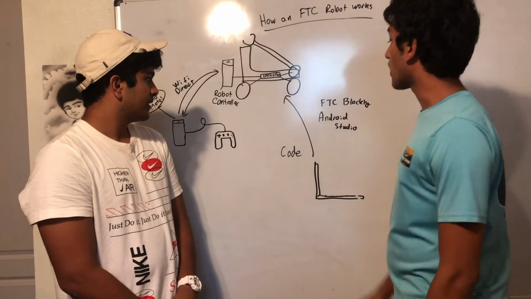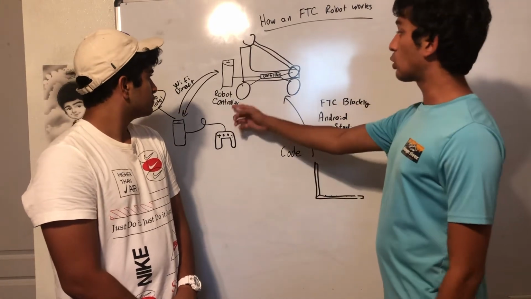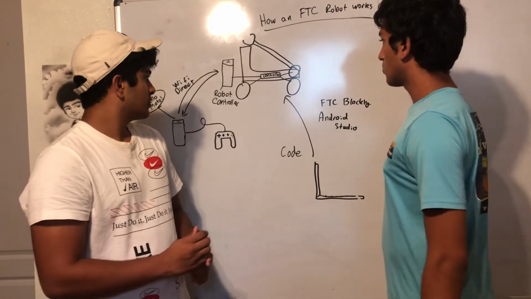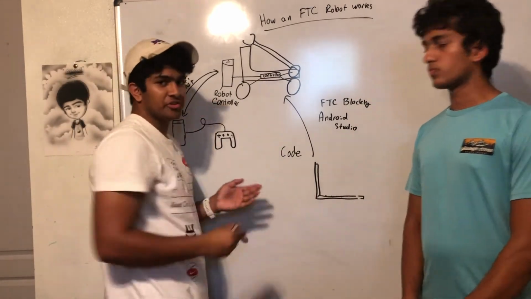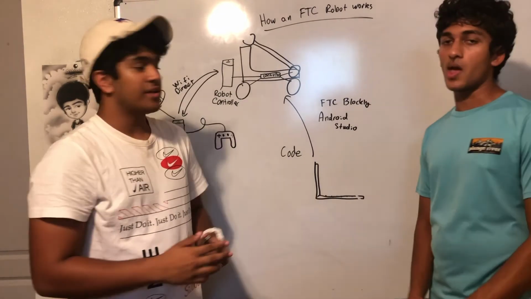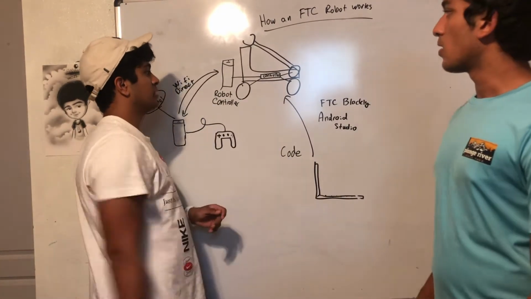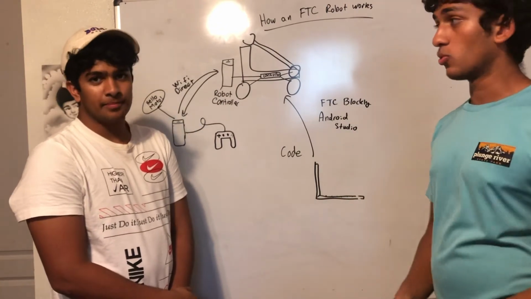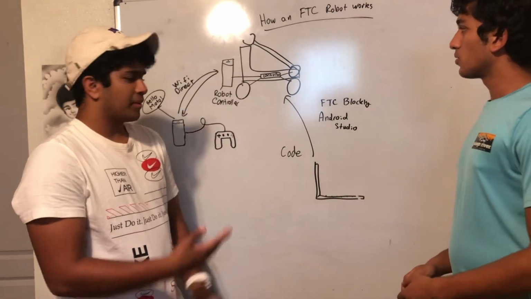After you upload this code to the robot controller, which I'm pretty sure the FTC guide explained pretty well, this controller connects all the motors, all the servos, all the sensors, everything on your robot, hardware-wise. That controller, most of the time, is going to be a Rev Expansion Hub, or two of them. We can talk about that right now.